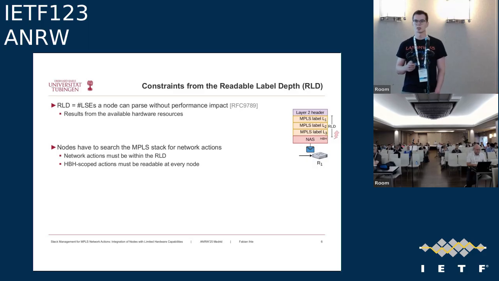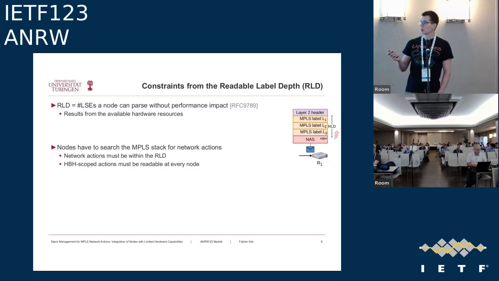The readable label depth is also introduced together with the MNA framework, and that's a hardware parameter that indicates the number of LSEs a node can parse without performance impact. So nodes in MNA have to search the MPLS stack for network actions, and those must, of course, be within the RLD. Otherwise, they cannot be parsed by nodes. And specifically, HBH scoped actions must be readable at every node, so within reach of every node in the RLD.